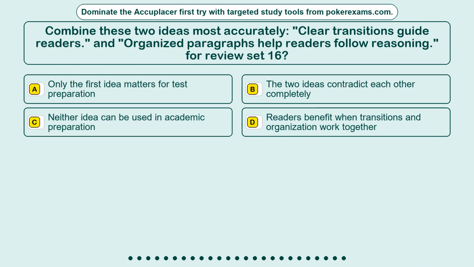Question 17. Combine these two ideas most accurately. Clear transitions guide readers, and organized paragraphs help readers follow reasoning. For review set 16. Option A. Only the first idea matters for test preparation. Option B. The two ideas contradict each other completely. Option C. Neither idea can be used in academic preparation. Option D. Readers benefit when transitions and organization work together.